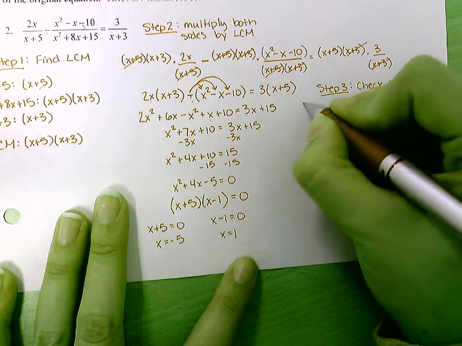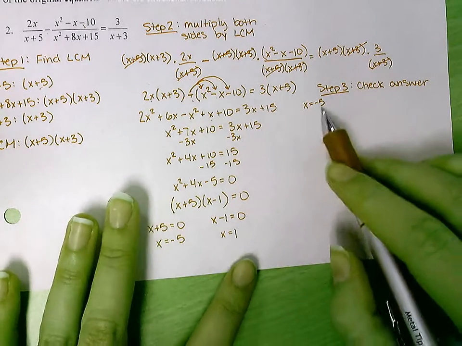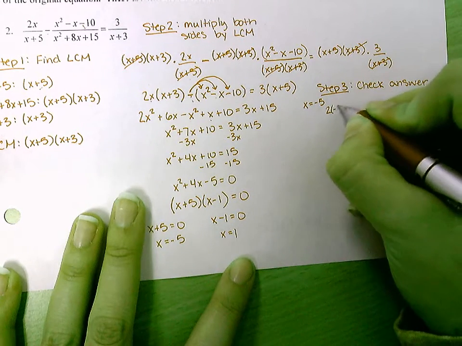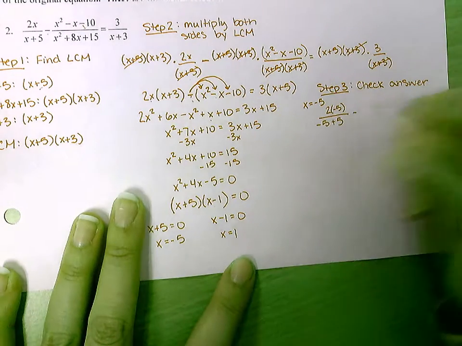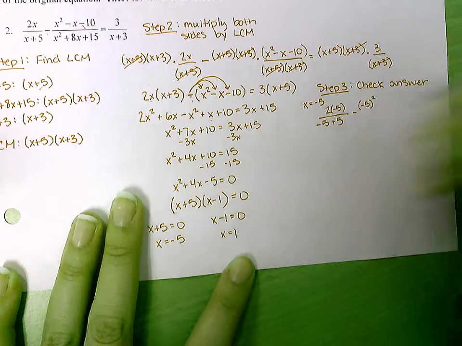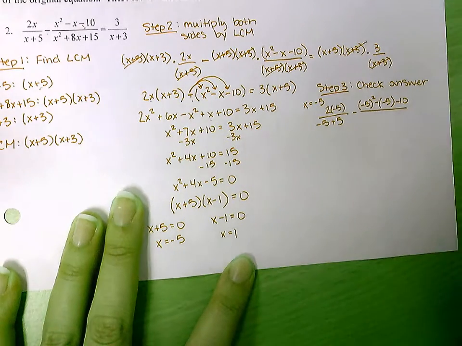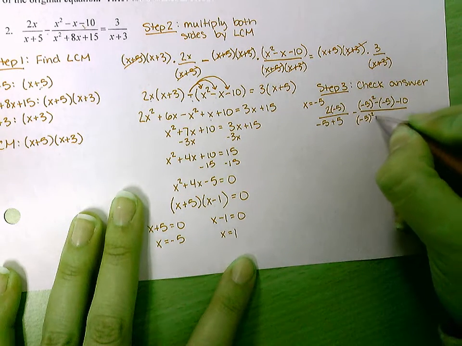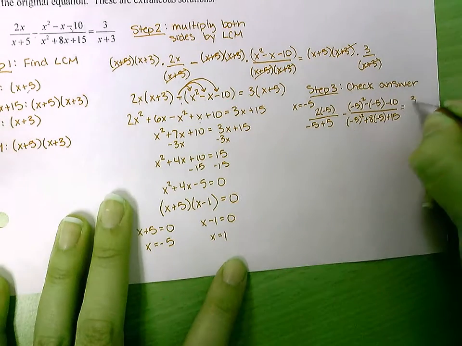So when I have x equals negative 5, just so I know which one I'm plugging in here, I'm going to plug in that negative 5 to all my terms. So I'll have 2 times negative 5 over negative 5 plus 5, minus negative 5 squared minus negative 5 minus 10, over negative 5 squared plus 8 times negative 5 plus 15. And that should equal 3 over negative 5 plus 3.